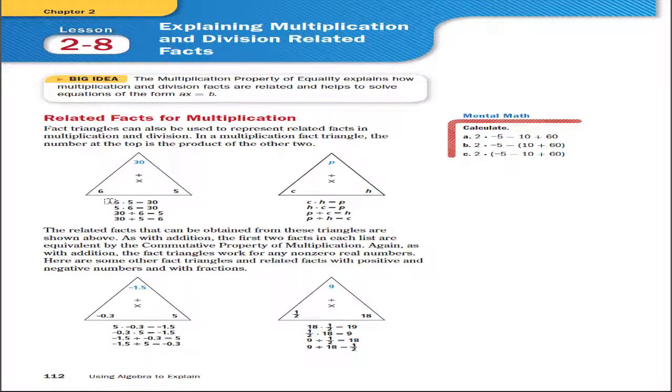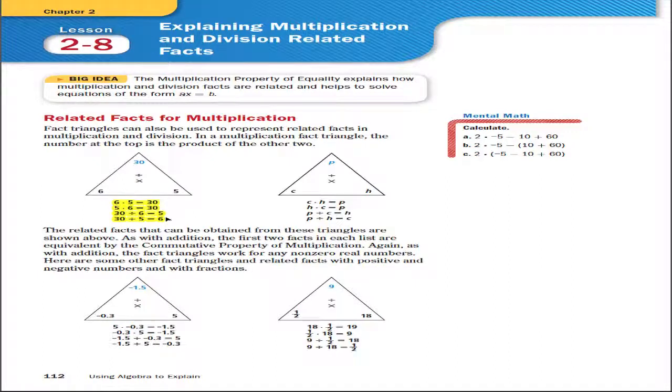Just like we had for addition, there were 4 math facts here. We have 4 multiplication facts. The first one is that 6 times 5 is equal to 30. The second one is making use of the commutative property of multiplication and tells us that 5 times 6 is equal to 30. How many math facts is that? That's 2. Count them. 2 math facts.